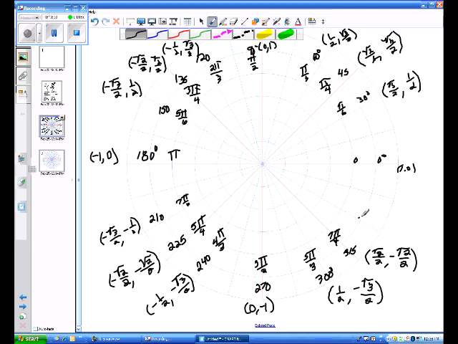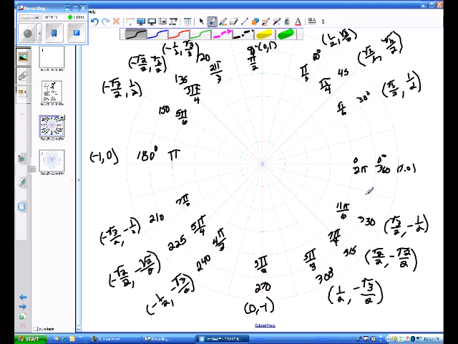And then 330. So our reference angle is 30. And this is 11 pi over 6. So reference angle is 30, so the cosine is square root of 3 over 2, and the sine is negative 1/2. And then we would be back to 2 pi, or 360. And we would start all over.